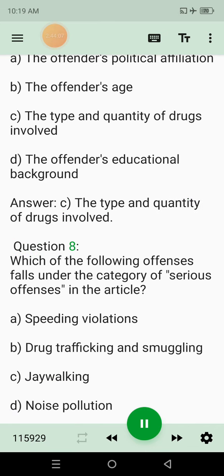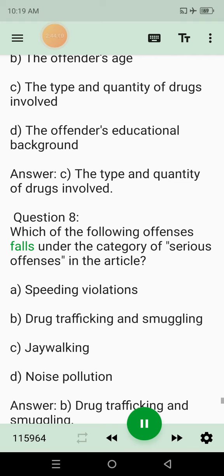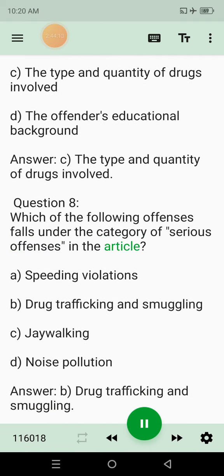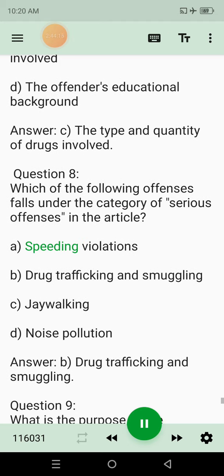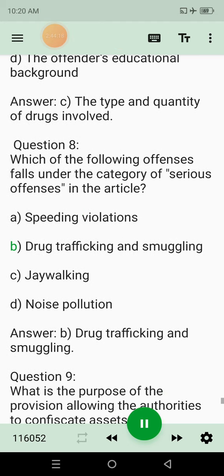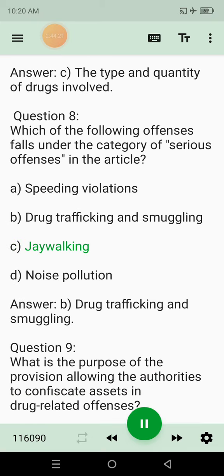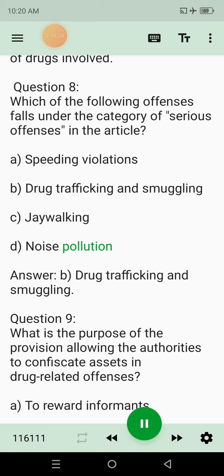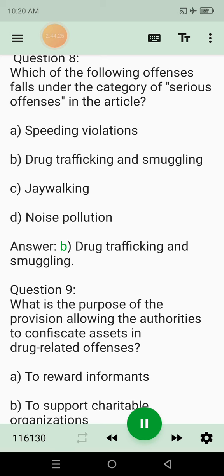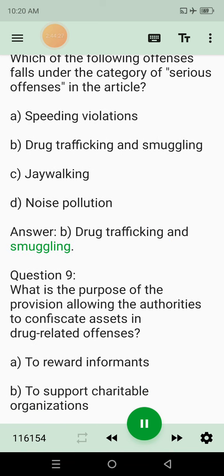Question 8. Which of the following offenses falls under the category of serious offenses in the article? A. Speeding violations. B. Drug trafficking and smuggling. C. Jaywalking. D. Noise pollution. Answer. B. Drug trafficking and smuggling.